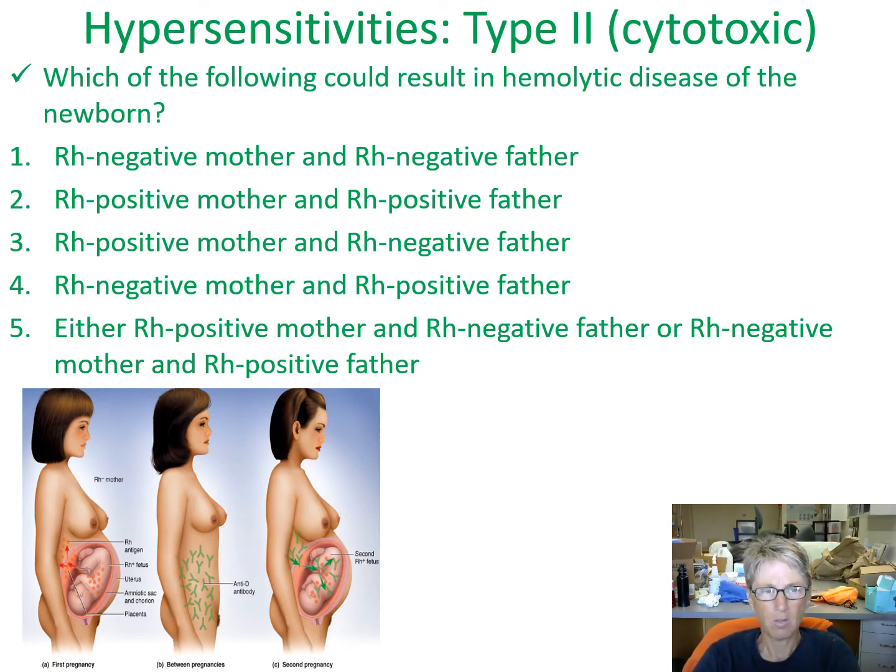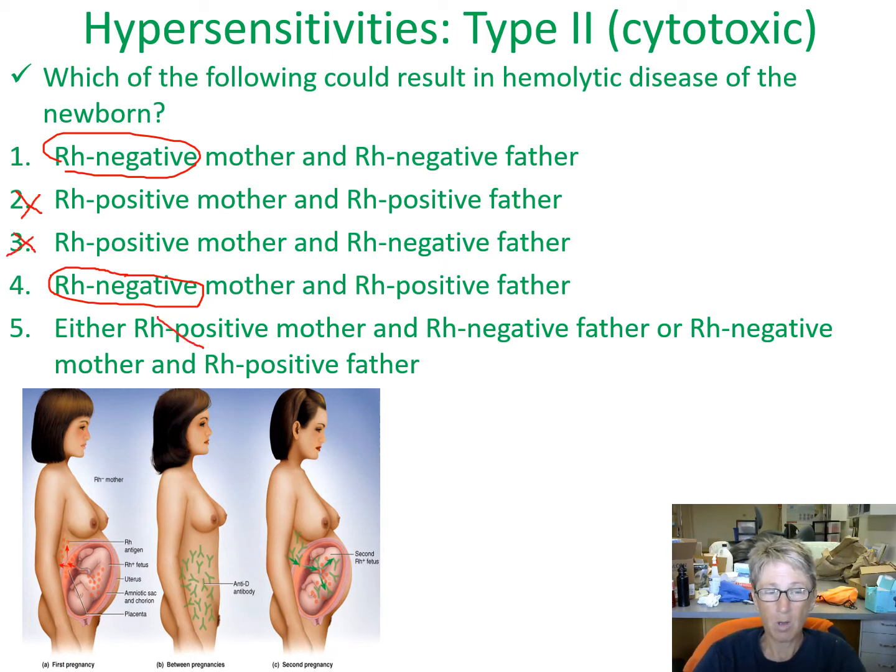So let's look at this question. Which of the following could result in hemolytic disease of the newborn? On first pass, if you just look at this logically, any Rh negative mother could give her second child hemolytic disease of the newborn. So we have to further investigate 1. We don't need to worry about 2 or 3 because these are Rh positive mothers.